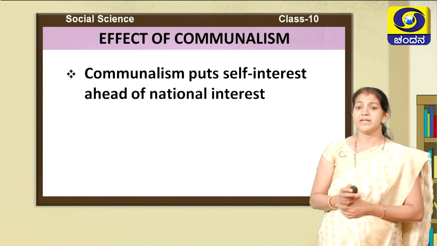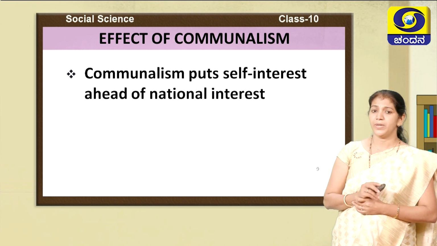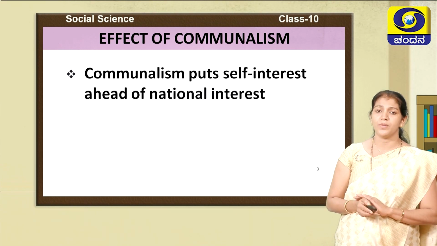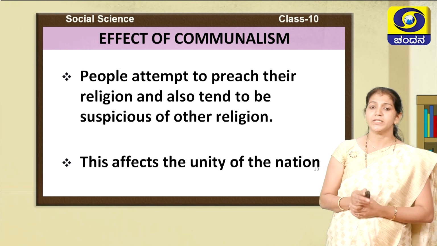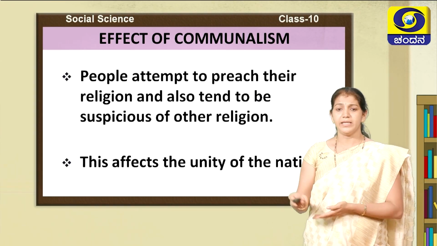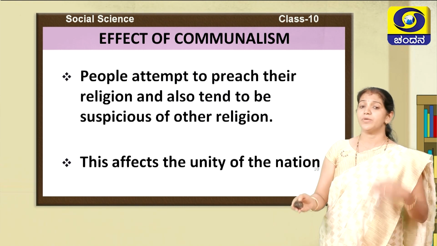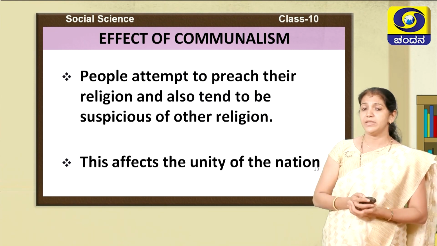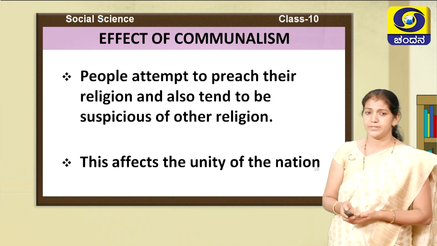And it creates selfishness. It gives more importance to self-interest ahead of national interest. The main impacts of communalism are that it breaks the unity and creates selfishness in society. And people attempt to preach their own religion and also tend to be suspicious of other religions. It means intolerance of other religions. They propagate their own religion and create their own groups of followers. It also divides the nation in the name of different religions. This affects the unity of the nation. These are the major problems of communalism.